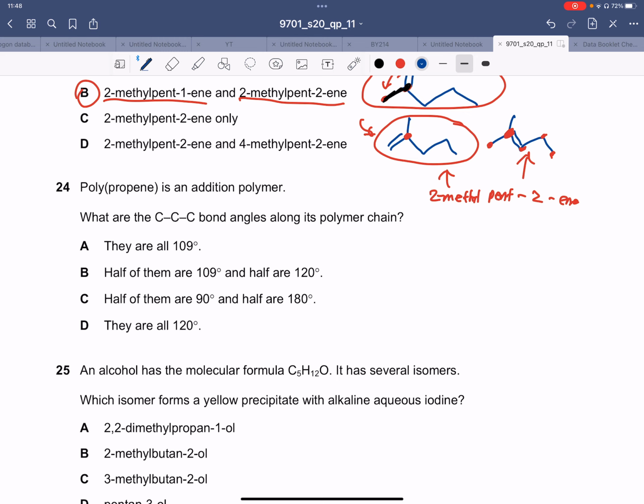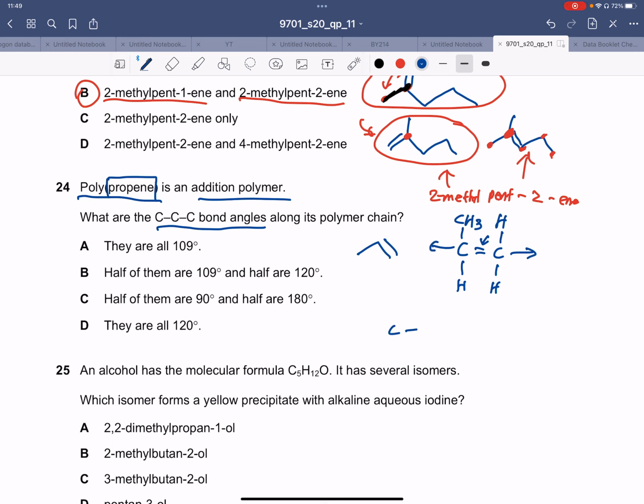Polypropene is an addition polymer. Okay, so we have addition polymerization here. What are the carbon-carbon-carbon bond angles along its polymer chain? Okay, so first things first, whenever you find a poly whatever, the first thing you should do is draw out that said molecule. So propene looks like this. And if we were to draw out its displayed formula, it looks something like this. So CH3, H, H, H. And whenever you're drawing an addition polymer, just turn that double bond into a single bond and then attach 2 wings going out like that. So that will become CC, boom, boom, CH3, H, H, H.